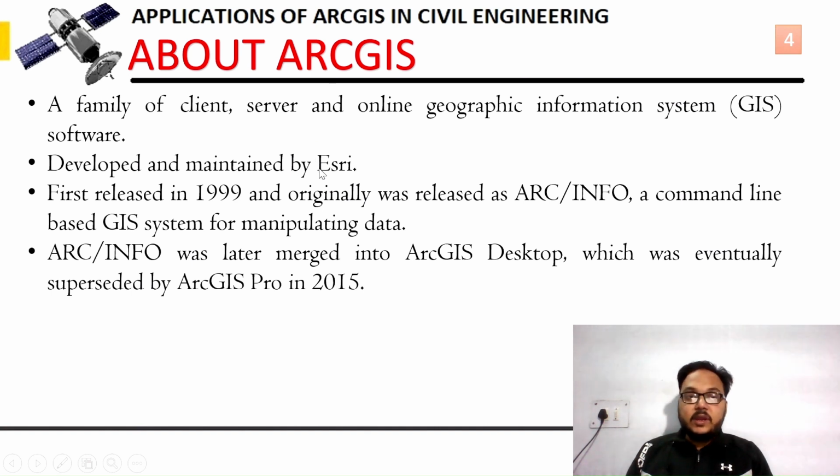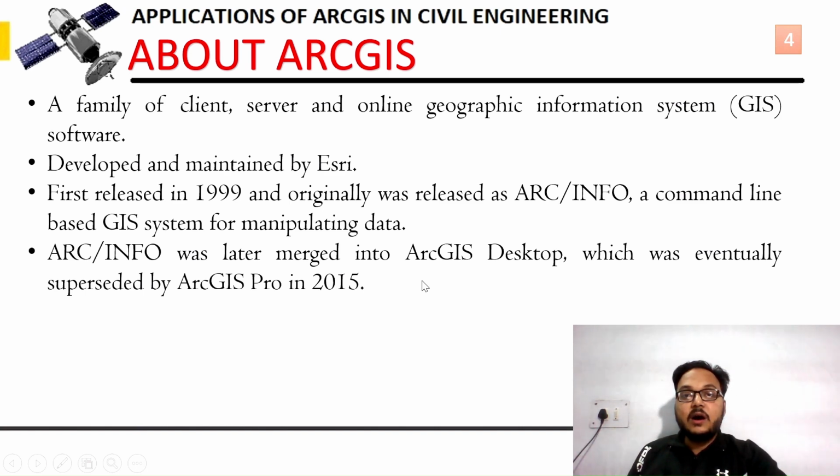It is developed and maintained by the company known as ESRI. This software, ArcGIS, was first released in 1999 as ArcInfo, and it was basically a command line based GIS system for manipulating data. So initially it was a command line program, known as ArcInfo. Later on it merged into ArcGIS Desktop, which was eventually superseded by ArcGIS Pro in 2015. ArcGIS Pro is basically an online platform, and ArcGIS Desktop is what we will be working on in this course. Mostly we will be working in ArcGIS Desktop.